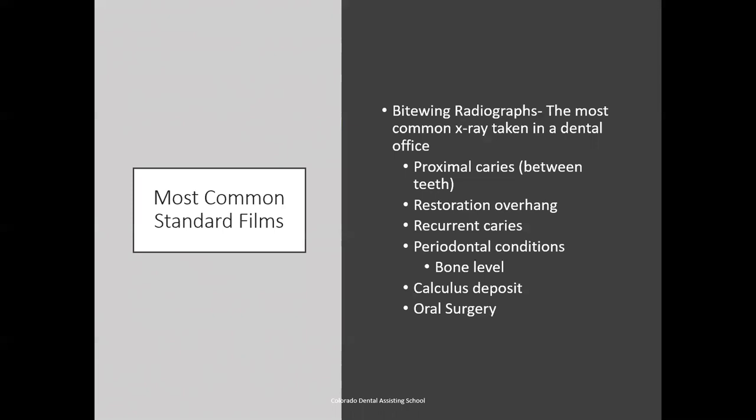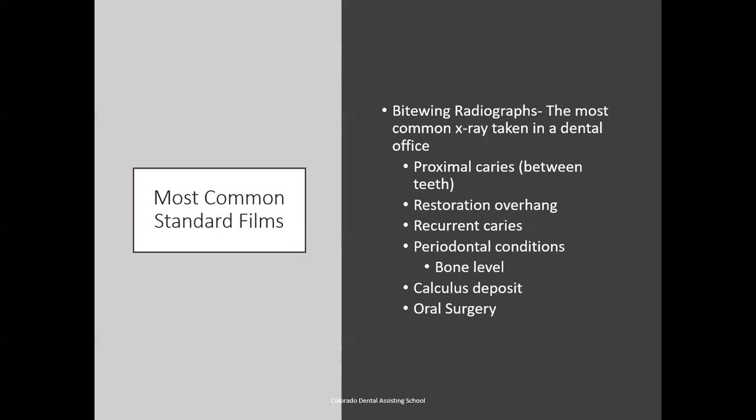If there's any restoration overhang and we have a food trap that's possibly causing that restoration to fail, we will be able to see it in a bite wing. Any recurrent caries or recurrent decay. The periodontal conditions, we'll be able to see in this film as well, because it will show us the bone level. So if they are starting to have bone loss, it will show on the bite wing film.